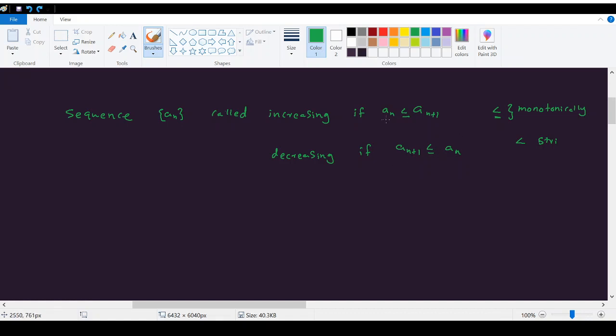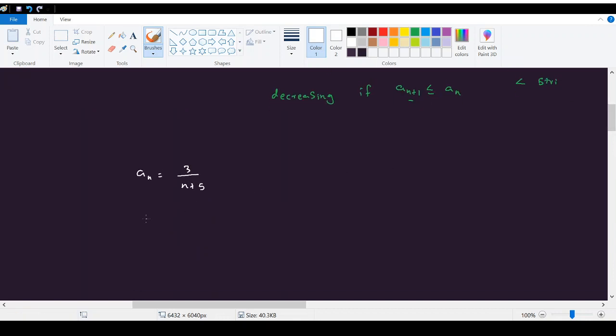Now see, here in the left hand side you have an, and here in the right hand side you have an plus 1. We will do an example. Now if we consider this sequence 3 over n plus 5, you can see the an term is this one, and how about the an plus 1 term? That means we have to replace all the n terms by n plus 1, so it will be plus 5, that means 3 over n plus 6, right?